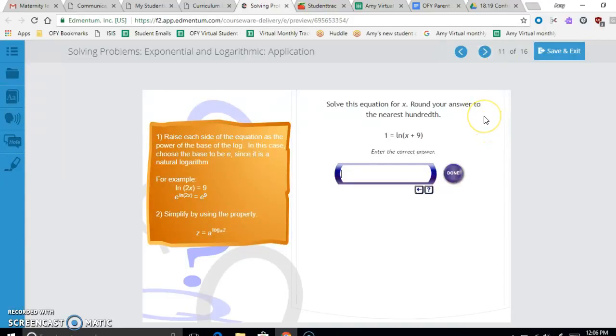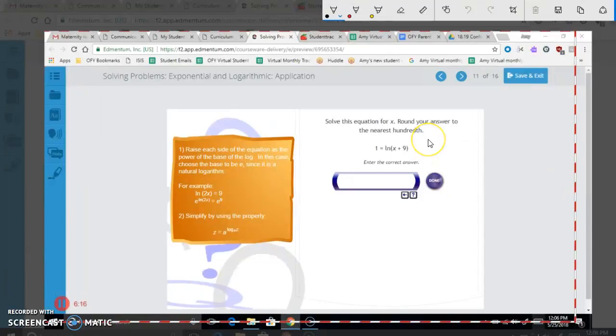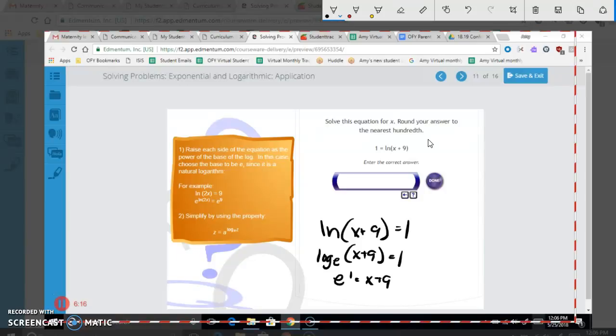Okay, this is going to be pretty much the same thing as the one we just did, but with e instead of 10. If we have, and I like writing the log first, ln of x plus 9 equals 1. ln is really log with the base of e, so we're going to have e to the power of 1 equals x plus 9. e to the power 1 is just e equals x plus 9, so we'll subtract 9 from both sides. In your calculator, since e is a big decimal, we'll just do e minus 9, and that's what x is equal to.